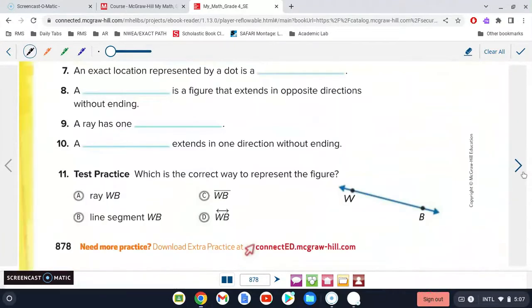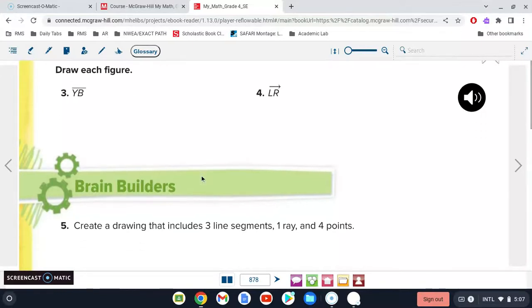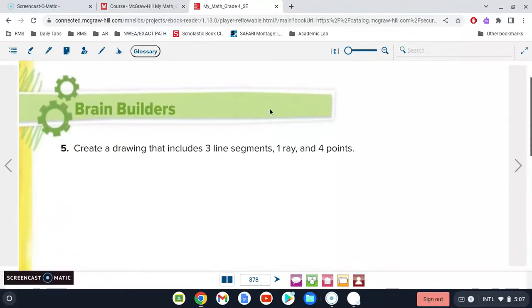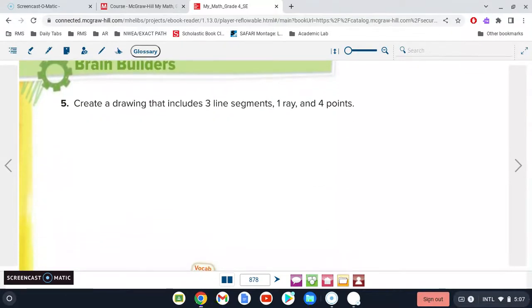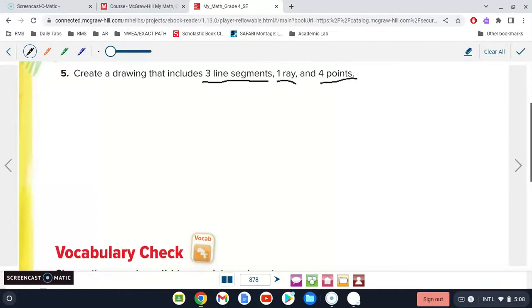Okay, turn it over. Number 3, you have to draw it. So you have to look at your abbreviations and figure out how to draw it, and have your correct dots or arrows, or dot and an arrow. Okay, number 4, same thing. Number 5, you draw 3 line segments, 1 ray, and 4 points. Remember, a point is just a dot with a letter. Okay, that's not hard at all.